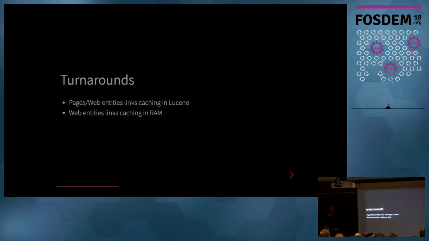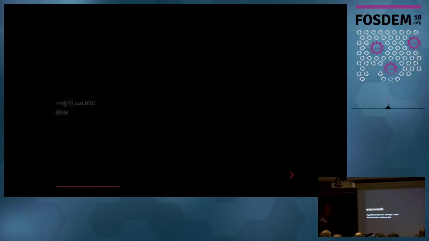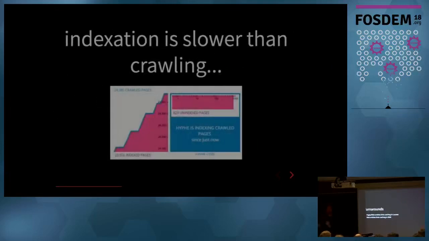And so as turnarounds, we started caching a lot of things, caching in RAM, but also caching in Lucene by adding an intermediate level of an index of links between pages and web entities. And so we were querying first time, storing temporarily those intermediate objects, and then querying again these ones to get the links between source and target web entities.